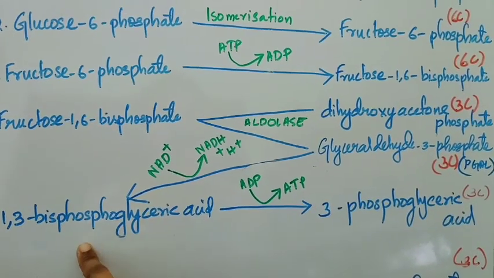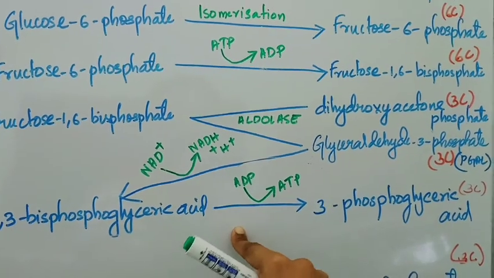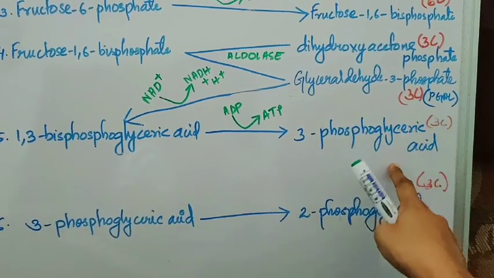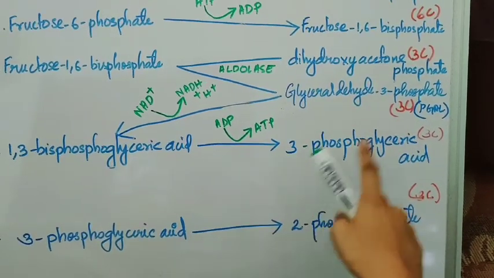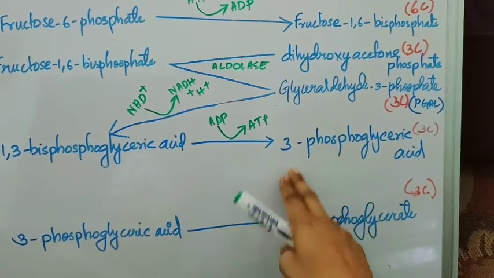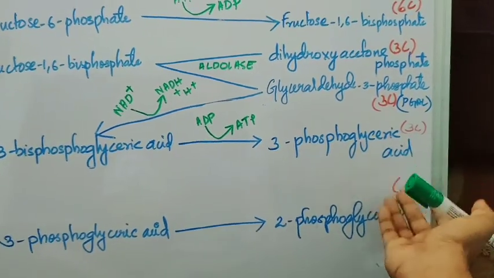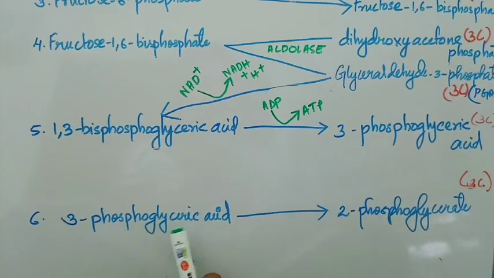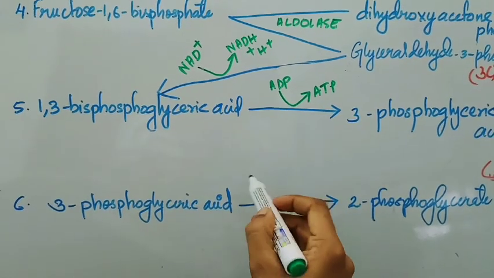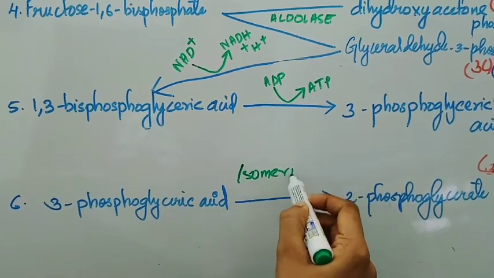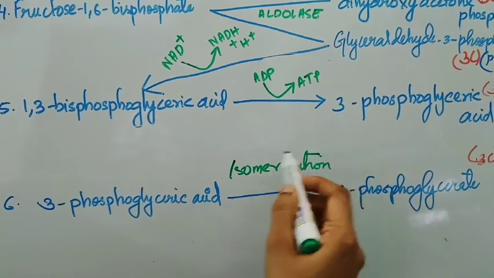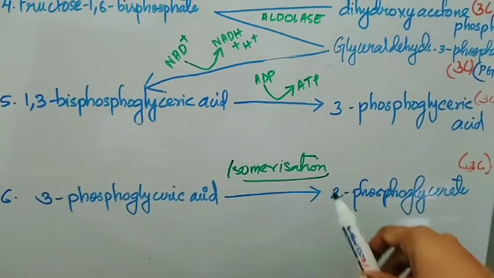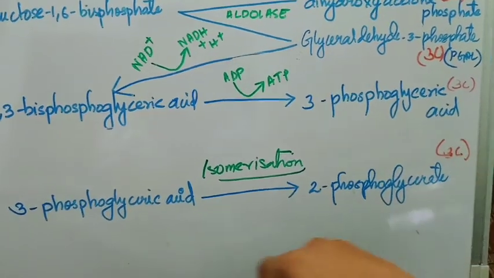So 1,3-bisphosphoglyceric acid after losing a phosphate group will now become what? 3-phosphoglyceric acid, or we can also call it 3-phosphoglycerate. Glyceric acid can be called glycerate. Now the next step for this 3-phosphoglyceric acid is isomerization. Isomerization means some changes in structure, but actually it is the same molecule. 3-phosphoglyceric acid or 3-phosphoglycerate isomerizes into 2-phosphoglycerate. Into what?